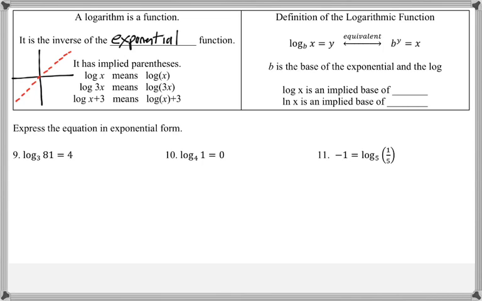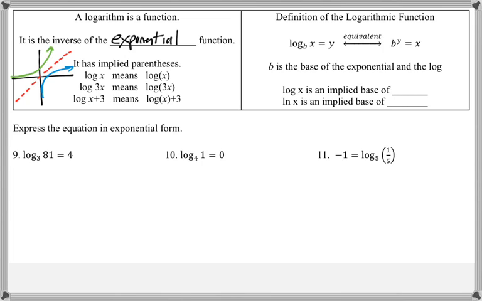We saw that the graphs for the exponentials look like this, and our graphs for the logarithms look like that. So they really are symmetrical. Also, logarithms have implied parentheses. If you see log of x, that means the same thing as log of x with parentheses. This x is really the input of the logarithmic function. Log of 3x means the same thing as log of (3x) with parentheses.